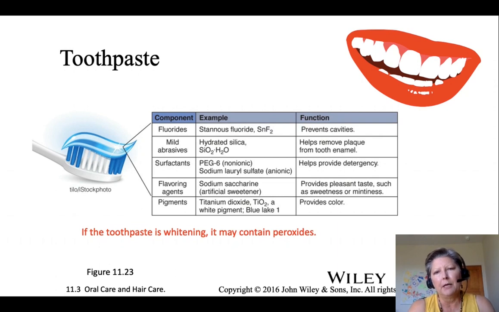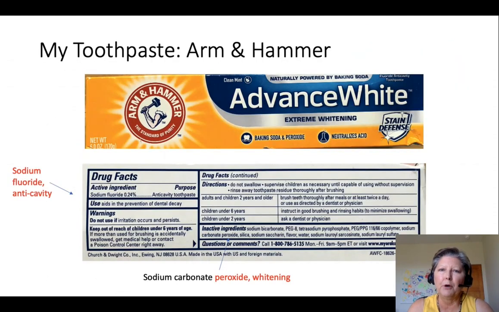Hydrated silica is a mild abrasive, so it helps scrub things off of your teeth. There would be surfactants to help clean and remove particulates. Flavoring agents help make it taste better, and pigments. There's that TiO2 again. It was in the soap, it's in your wall paint, and in your sunscreen. It's cheap, and it's a good UV and visible light reflector, so that would make the toothpaste white, and then it may have colorants in it to make it blue. If it's whitening, it would contain peroxides.